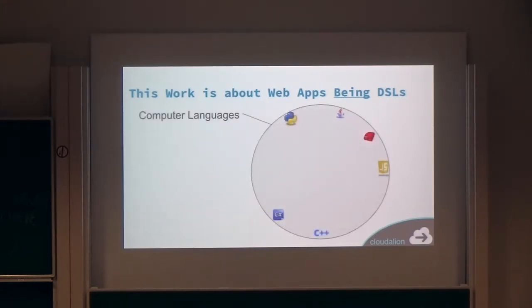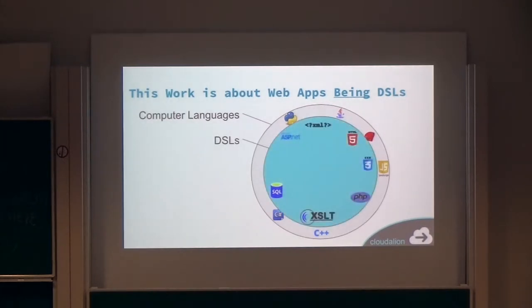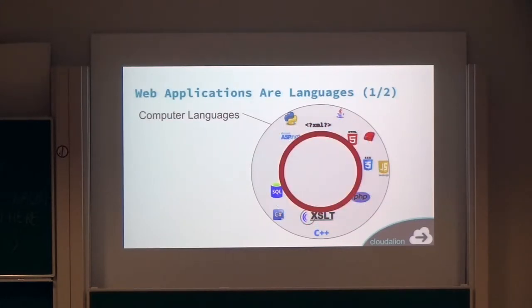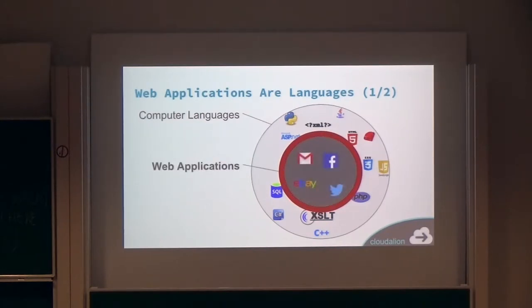So if we have a set of all computer languages, and in that, a subset of that is a set of all domain-specific computer languages, I'm trying to convince you that web applications are a subset of that. So if you take Facebook, for example, Facebook is a language which happens to be domain-specific. First, as a first stage, I'll try to convince you that web applications are generally computer languages.